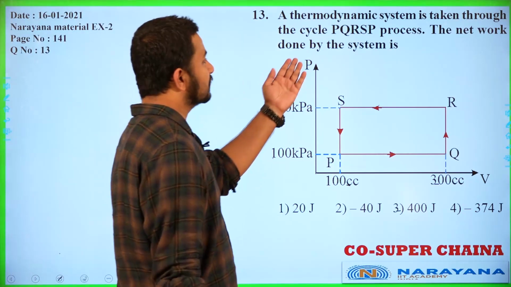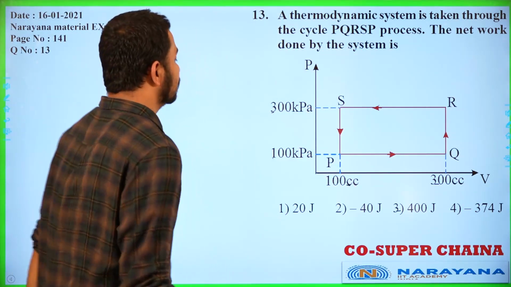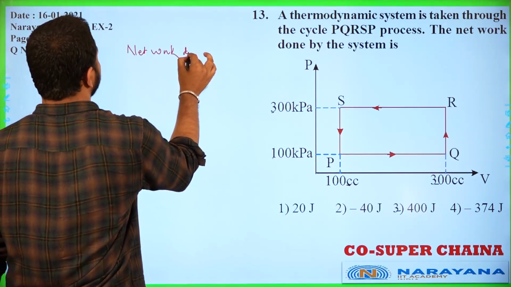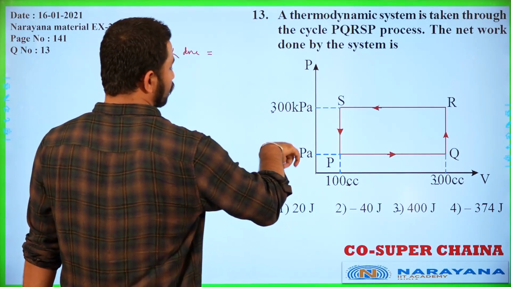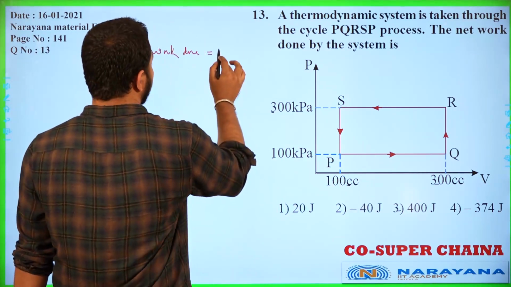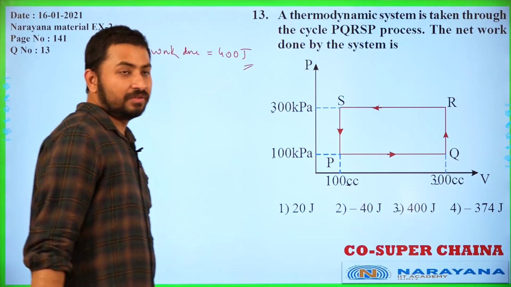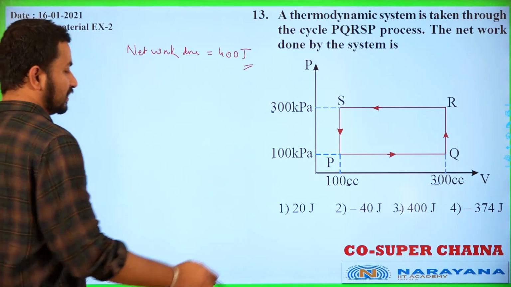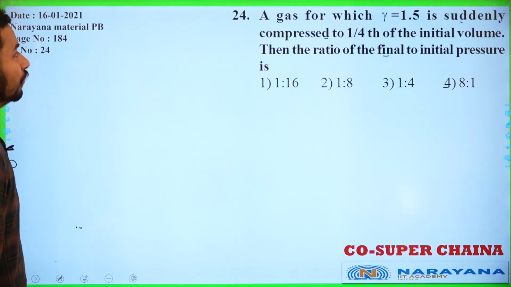A thermodynamic system is taken through this cycle PQRS like this. The net work done we can calculate here. This will be equal to 200 kPa into 200 cc. So if we multiply this, the overall work done will be 400 joule. That will be the answer of this question. Right? So this is the answer of the question. Let's proceed to the next one now.